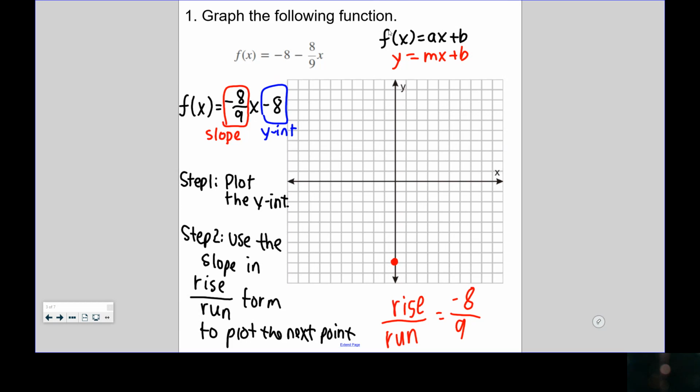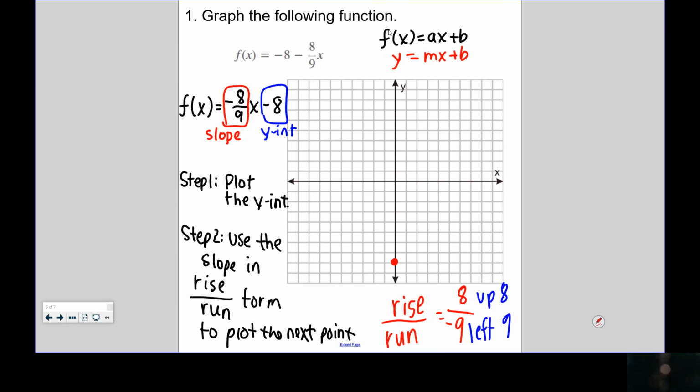So we're just going to flip it around, put the negative on the bottom. This is going to tell us to go up 8. Okay, so up 8 and then left 9.